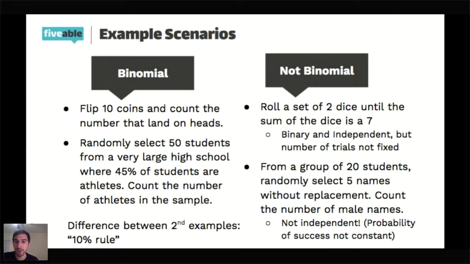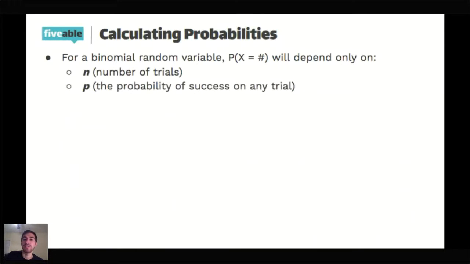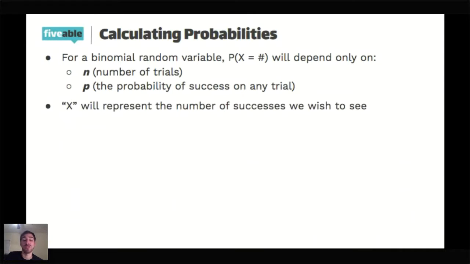And so that's a bit of a subtle point. But if you are not explicitly told that something is independent, if you're seeing a situation where they mention a very large population, then you know that you can treat it as independent, even if they don't explicitly say that you are sampling with replacement. So once we know that something's binomial, you've got the number of trials fixed, the event's binary, and the probability of success remains consistent from trial to trial. The only thing that the probability depends on is how many trials you did, the probability of success, and how many successes you wish to see.